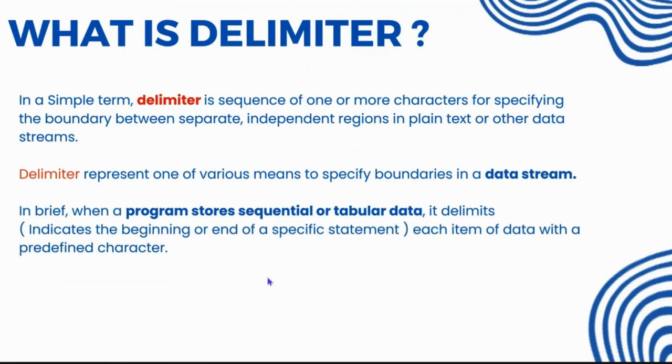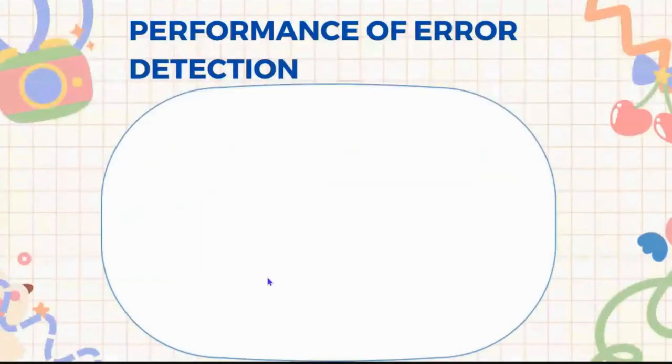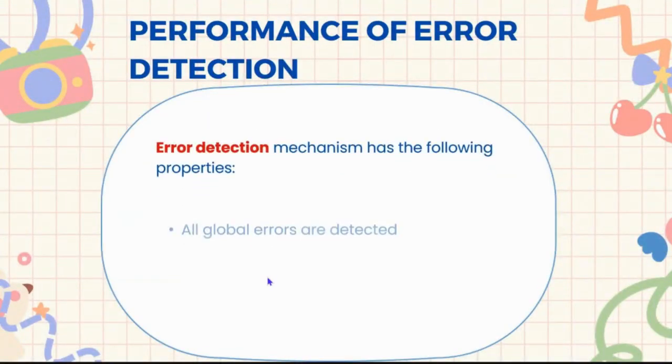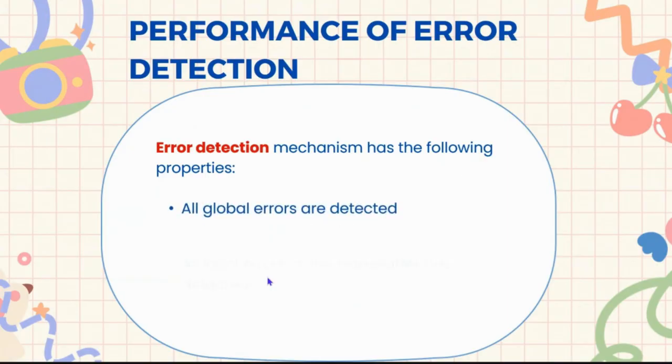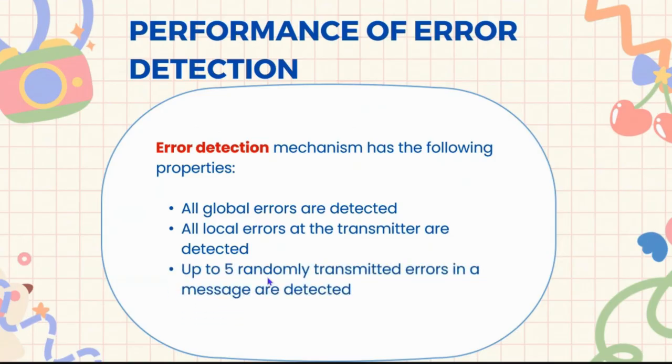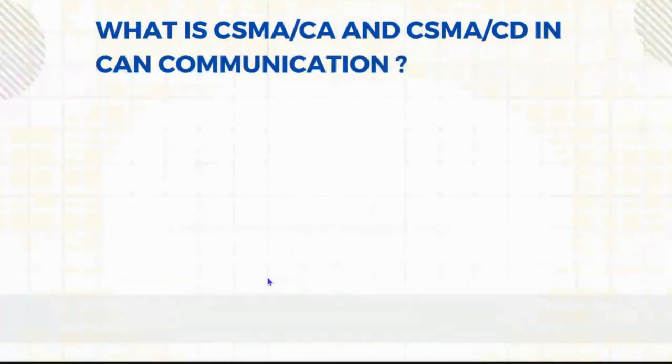It indicates the beginning and ending of the specific statement, with each item of data within a predefined character. The error detection mechanism has the following properties. All the global errors are detected. All local errors at the transmitters are detected. Up to 5 randomly distributed errors in the messages are detected. Errors of any odd number can be detected.